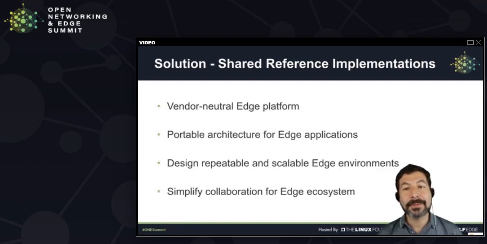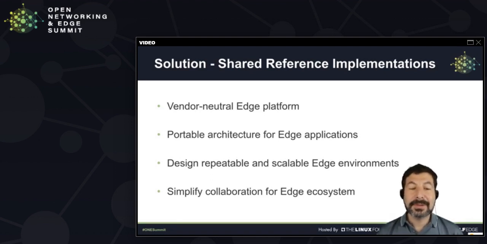And the solution is simple. We need to have shared resources. We need a vendor-neutral edge platform that allows us to have a portable application architecture. That's something that's not just about the hardware, but about the software and the platforms that you run on that. And it's not sufficient for it to just be Kubernetes, but actually the whole environment that runs at the edge. It has to be designed repeatable and scalable for edge environments, whether it's a single box, tens of boxes, or potentially thousands of environments as we get into larger and larger co-located edge infrastructures.